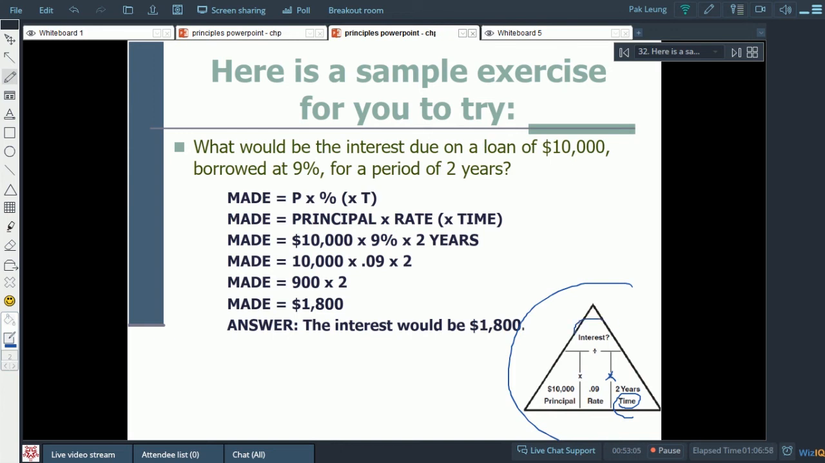So you see this triangle here? They just add the time element here, okay? You just times it by the time, okay? So let's do one problem here, right?